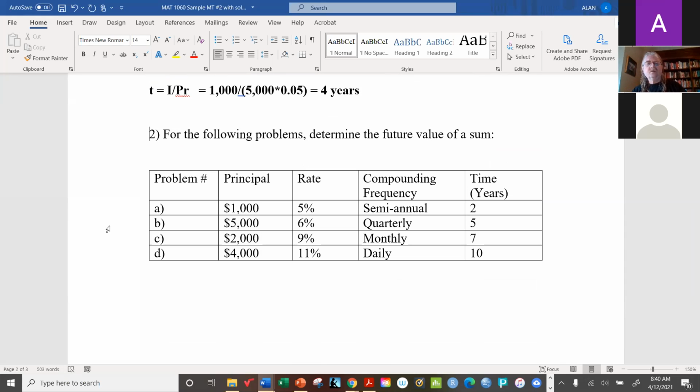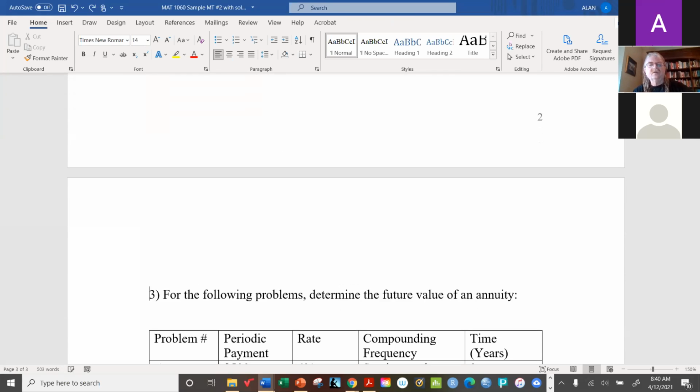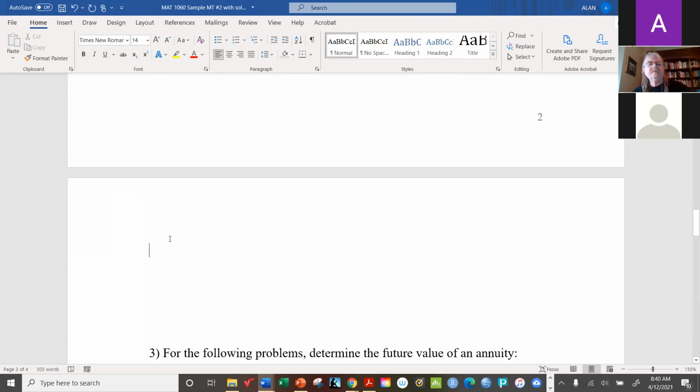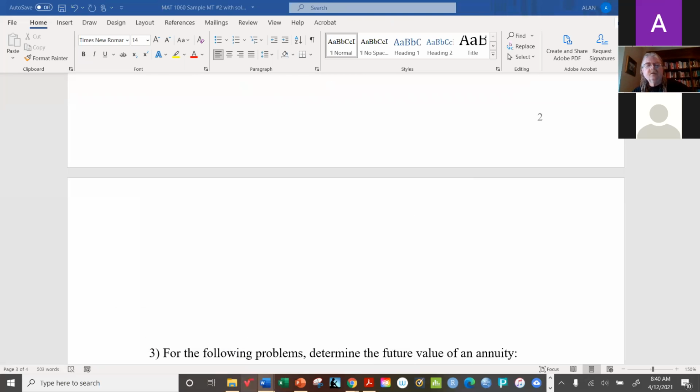Now for the next group, we're calculating the future value of the sum, but if you notice, each one of these has a compounding frequency associated with it. And so that is a hint as to how we're going to approach this. In each of these cases, we're going to use our formula. Let me throw that in here.